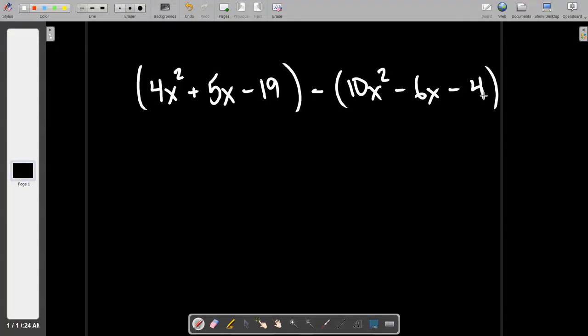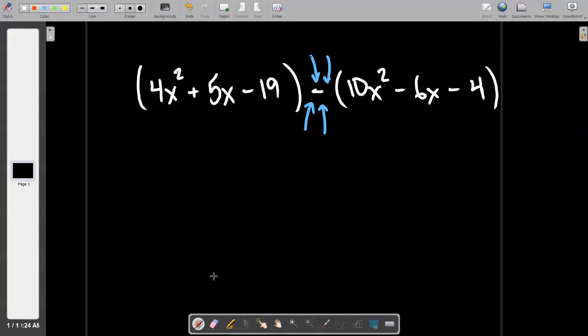But the issue here is that there's a minus in front of a set of parentheses. This one right here. You change the signs of all the things that come after it. That's called distributing a negative. You've seen it before. When you distribute a negative, it doesn't just change the 10x squared, it also changes the 6x and the 4.